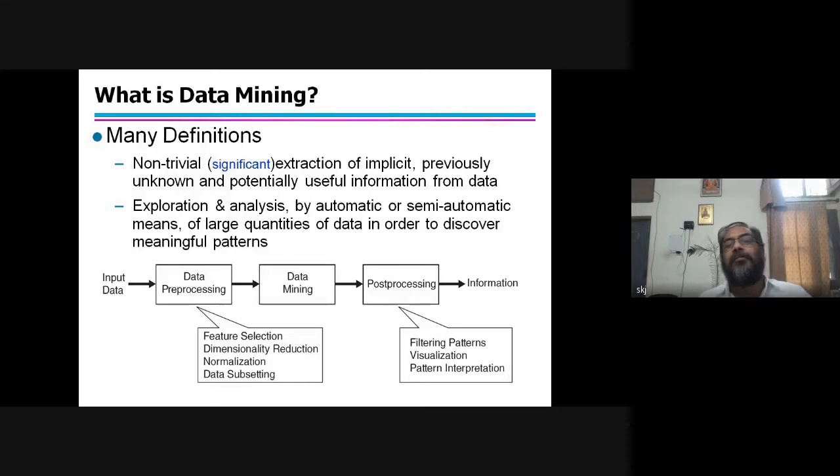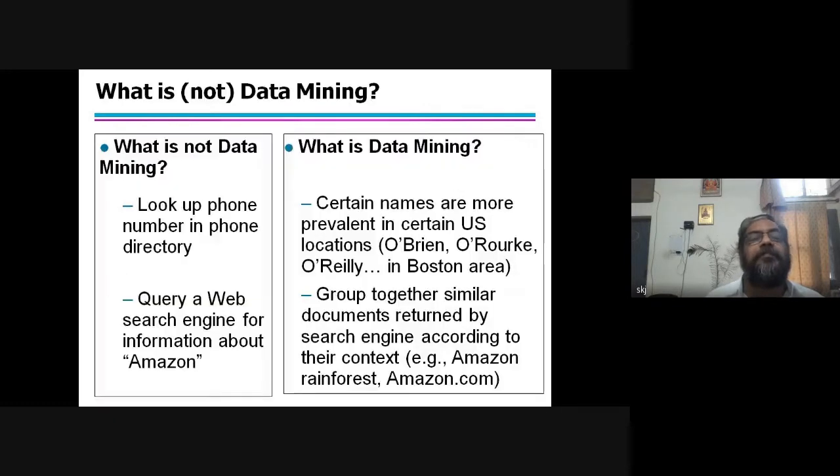Data mining is the exploration and analysis, by automatic or semi-automatic means, of large quantities of data in order to discover meaningful patterns. So in this process: input data, data processing, data mining, post-processing, and information knowledge. This is the same as we discussed earlier, so nothing new. Now, in this slide, some useful information is written.